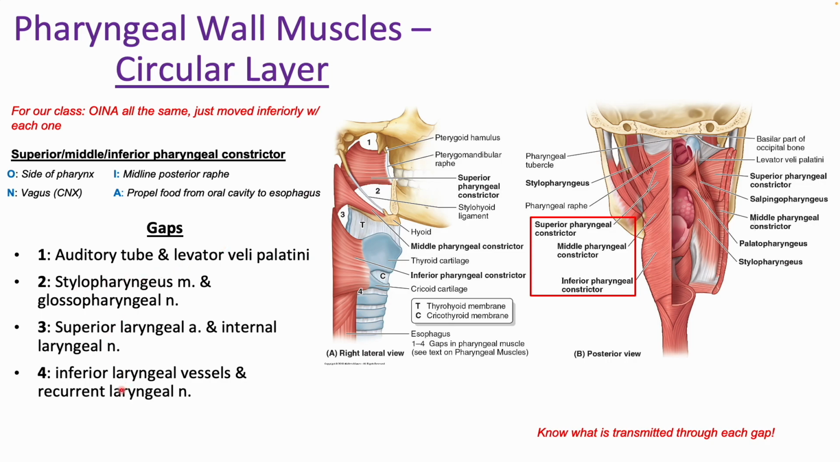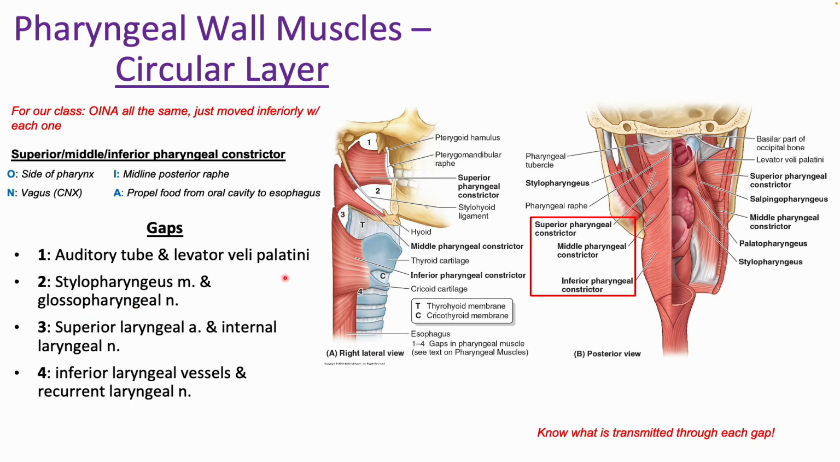And so we'll look at exactly what all of these are, but keep this in mind as we're learning the different structures. So in the first gap, we're going to have the auditory tube, which is going to go to the ear, and the levator veli palatini, which is kind of an associated muscle with that. In the second gap here, we'll have the stylopharyngeus muscle and the glossopharyngeal nerve.